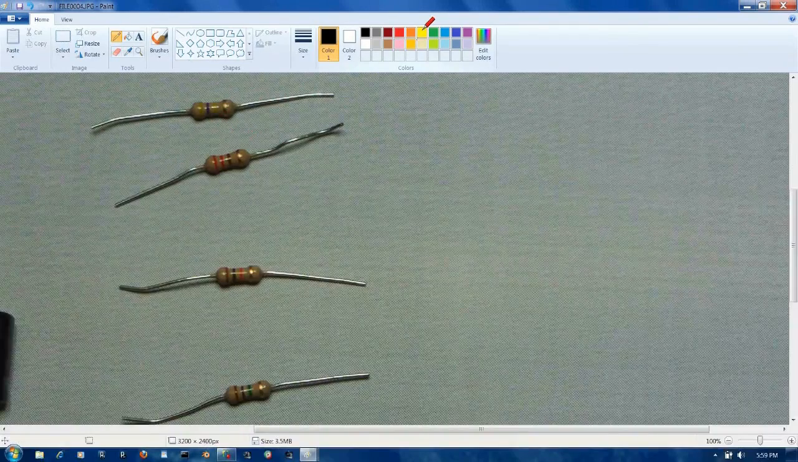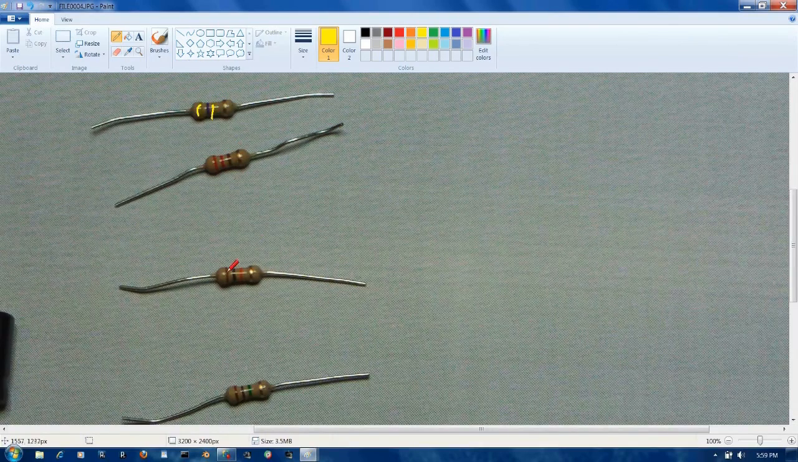Now you can't see this on the video, but this is yellow and this is yellow. This is red, red, brown. This is brown, black, orange, and this is brown, black, green. Okay, so let's figure out what the values of these resistors are.